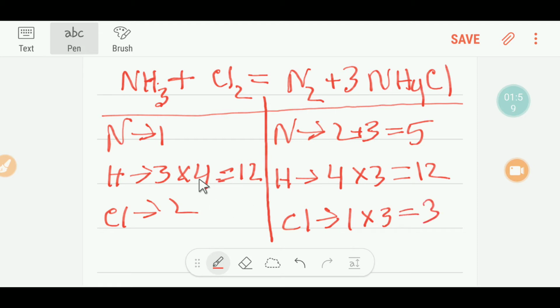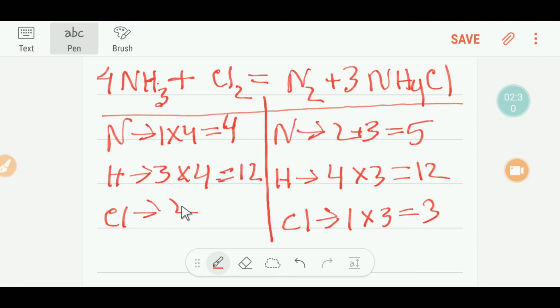If you place here 4, then this 4 must come before this hydrogen that is here, so you have to place here 4. If you place here 4, then you are getting 4 nitrogen, right? So you have to write here 4 nitrogen actually, and you are getting here 4 times 3, that is 12 hydrogen. Already we have written this, right? Okay, so our hydrogen is balanced, but our chlorine is not balanced.